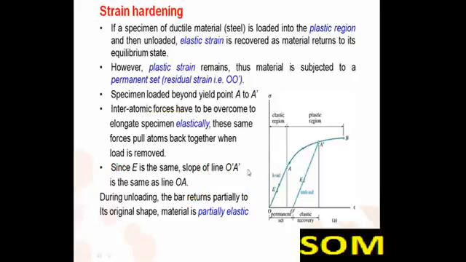Strain hardening. If a specimen of a ductile material is loaded into the plastic region up to point A dash, and then unloaded, the elastic strain is recovered as the material returns to its equilibrium state. Now we draw a line parallel to the initial slope. This is known as elastic recovery.